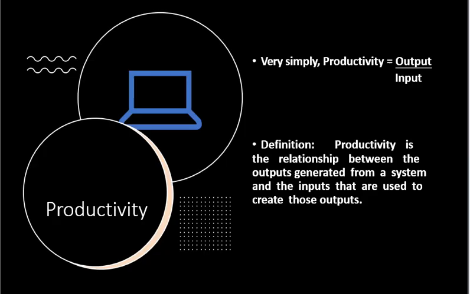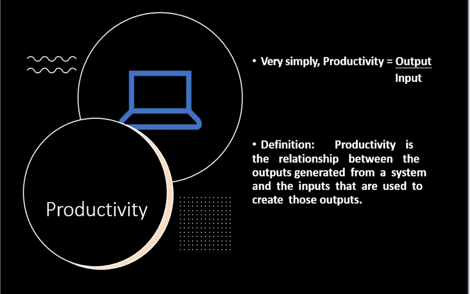Here we represent very simply what productivity is. Productivity is nothing but the ratio of output and input, as mentioned in this slide. The standard definition of productivity is that productivity is the relationship between the output generated from a system and the inputs that are used to create that output. I think that is understandable for everyone.